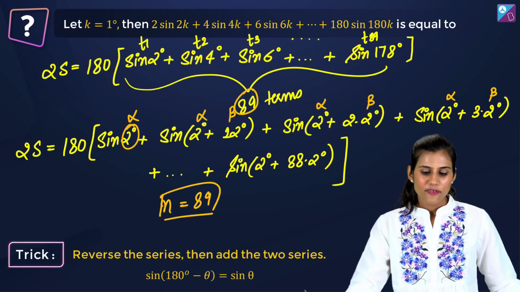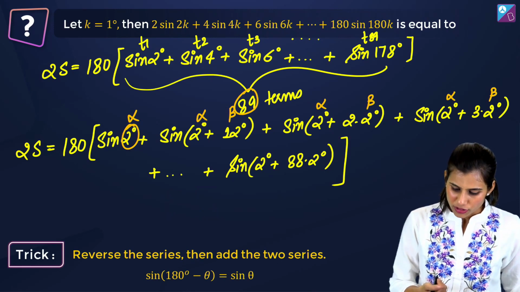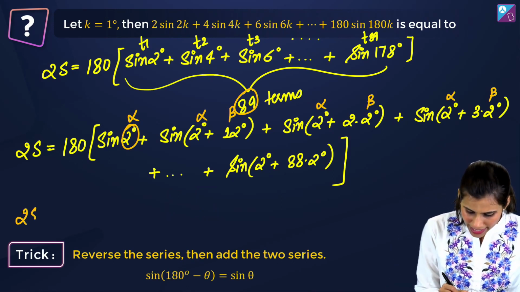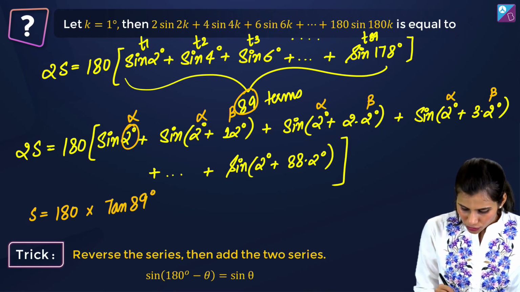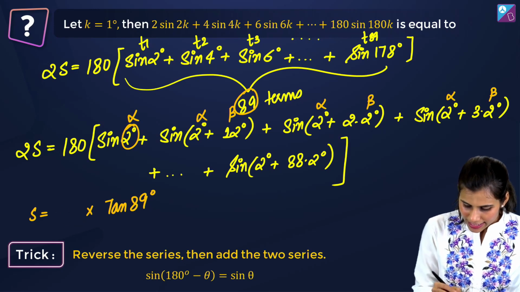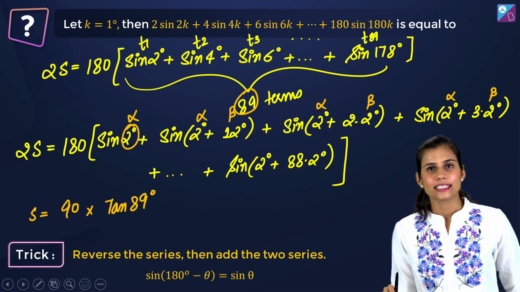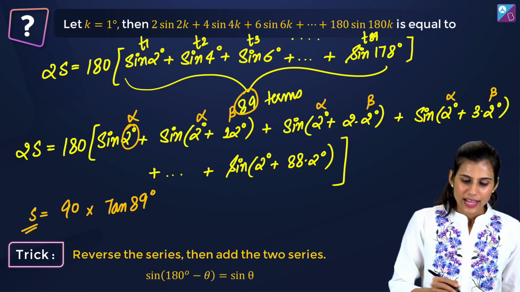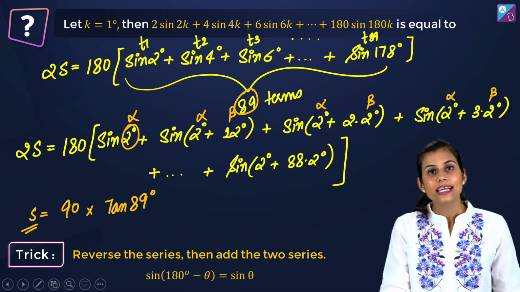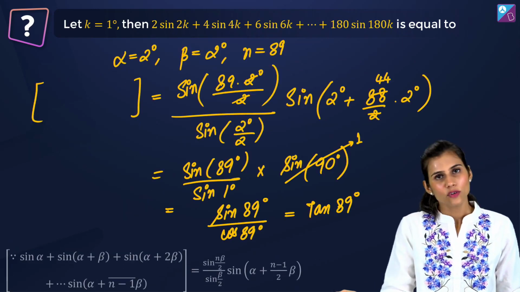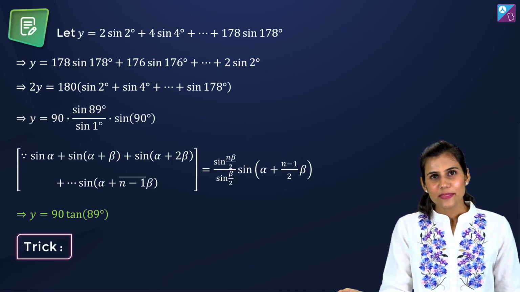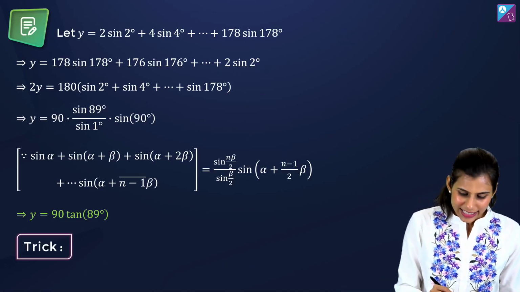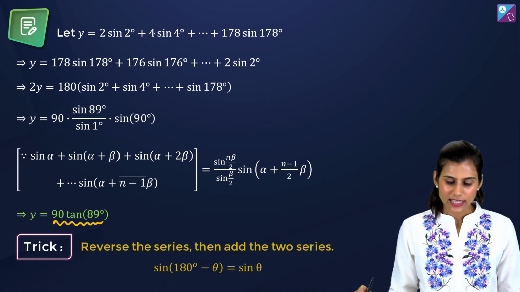That means, if I go back to the original expression, my 2S is coming out to be 180 times tan 89. Divide by 2, you will get 90 times tan 89 degrees, and that's the value of S, which was my very original series that was given to us in the question. Alright, did you understand this question nicely? 90 times tan 89 degrees is the answer.